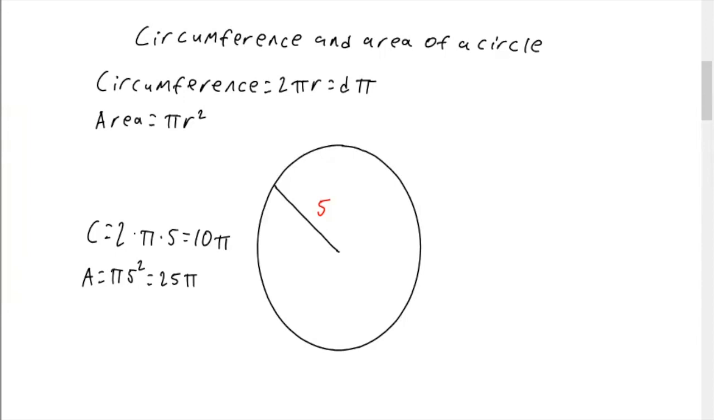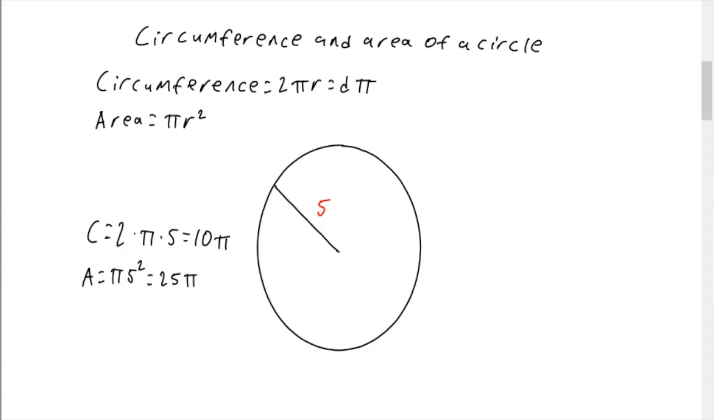So the circumference of a circle is 2 pi r equals d pi. So 2 pi times the radius, or the diameter times pi, because diameter is just double the radius. And the area of a circle is pi r squared, so pi times the radius squared.